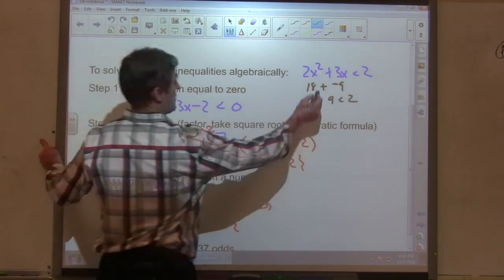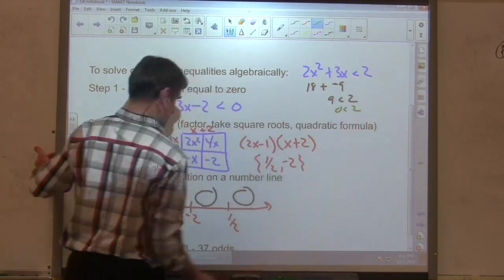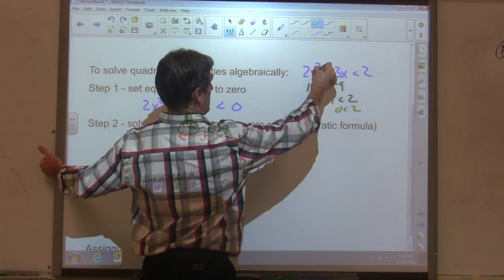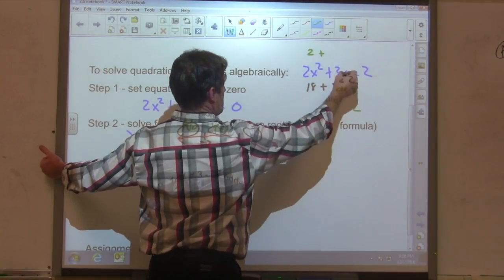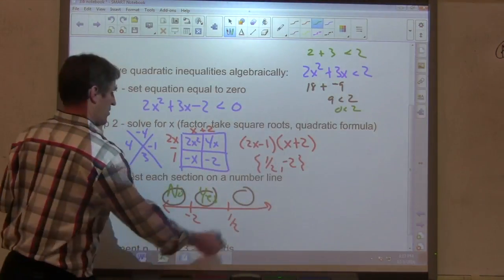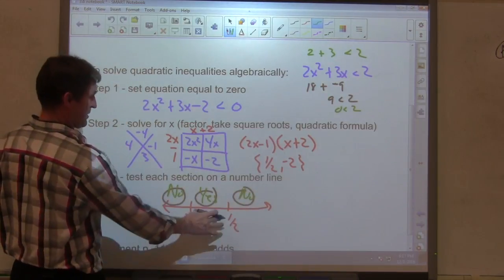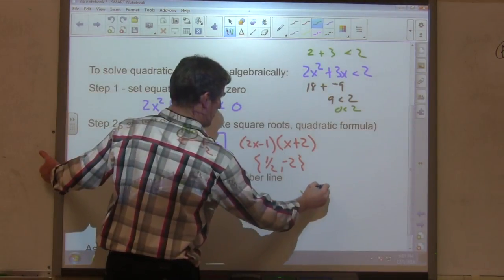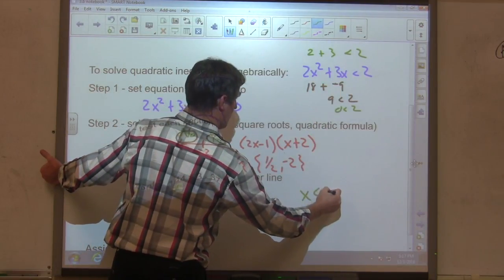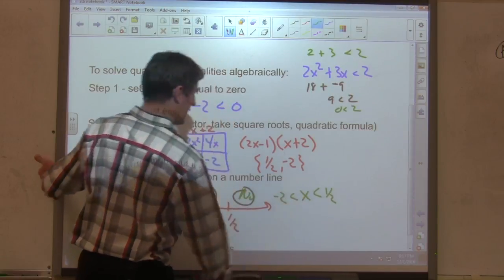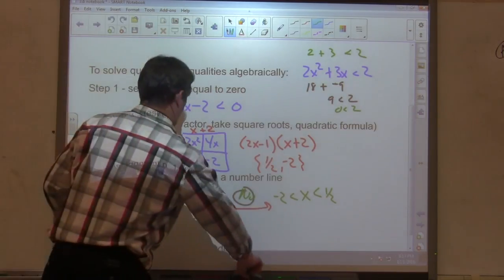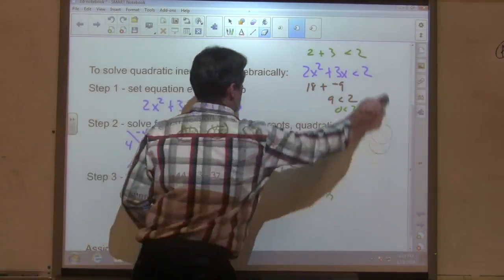Plug in 0. 0 makes it easy. 0 is less than 2. So that's yes. And then check 1. 1 squared is 1 times 2 is 2. Plus 3 times 1 is 3. 5 is not less than 2. And so that's no. So now again, since it's between negative 2 and 1/2, I just do x is less than, because there's no equal to sign, less than 1/2, and it's greater than negative 2. So let's do one more where it's not over there, just to make sure we're clear on this.